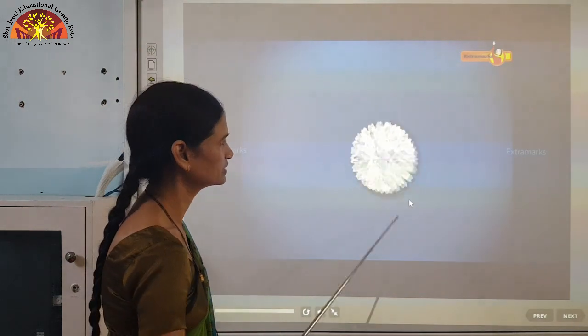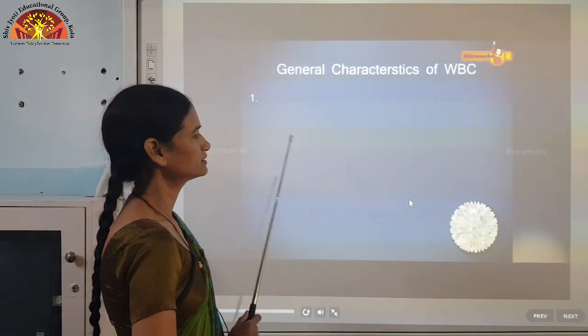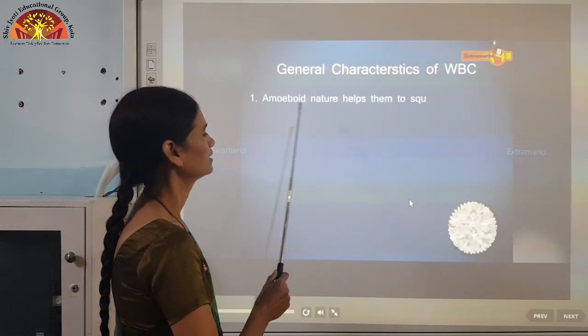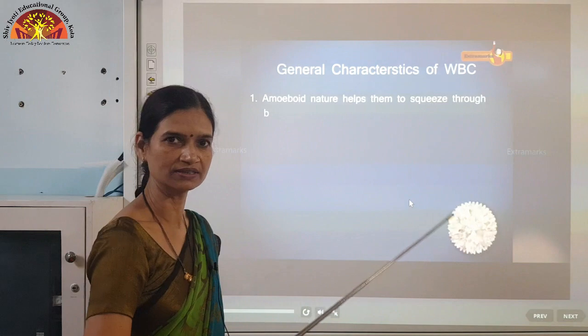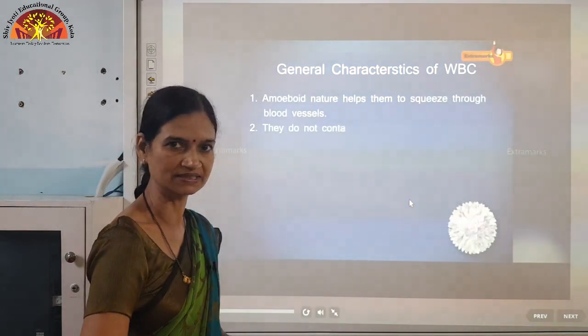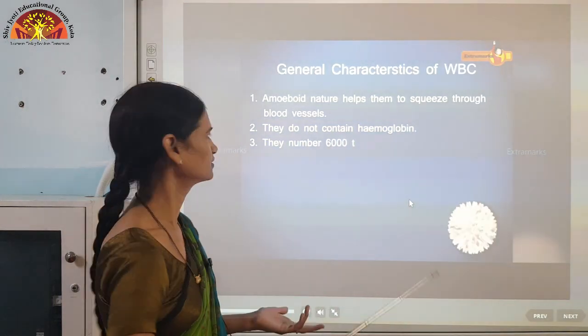So you should remember the important characteristics of WBC also. It is white in color or colorless, and its shape changes all the time, इसलिए हम इसको amoeboid कहते हैं, so that it can squeeze आसानी से. They do not contain hemoglobin, that's why they are not red.